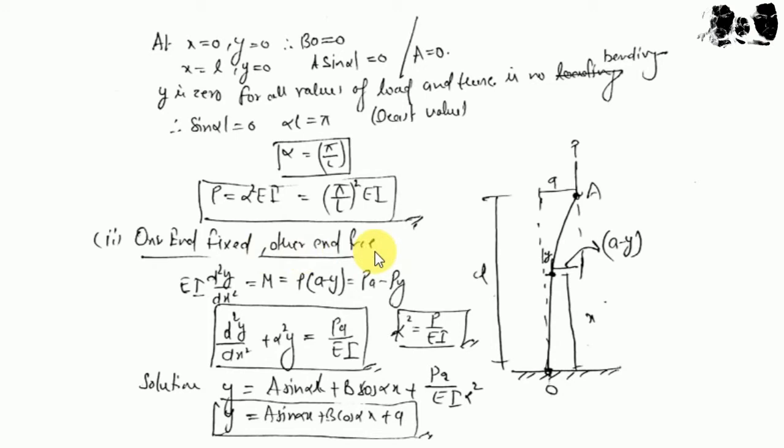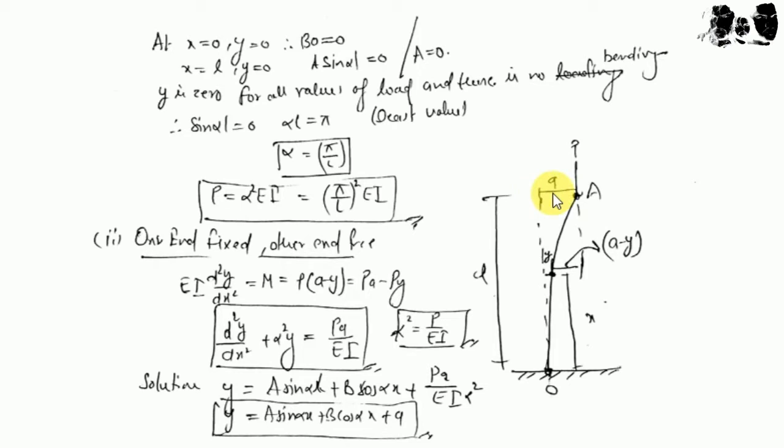According to this case, the column or strut has one end fixed here at point O and the other end free at point A. In case we apply our load P at A, the free end of the column, then this column or strut is deflected. The maximum deflection at the free end we assume to be small a.